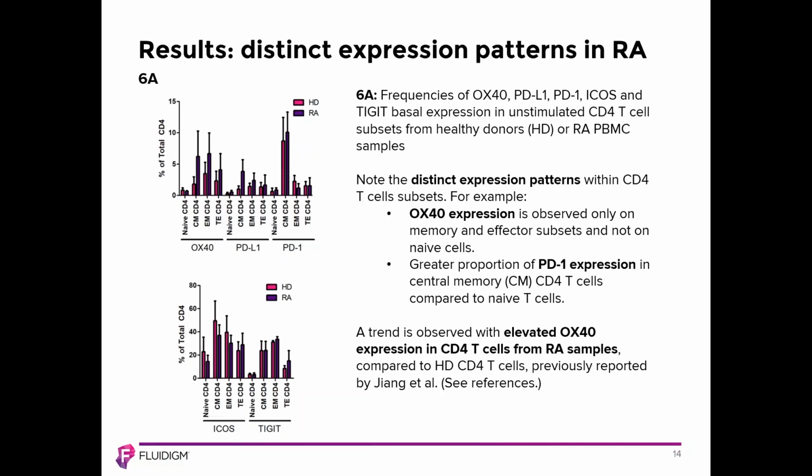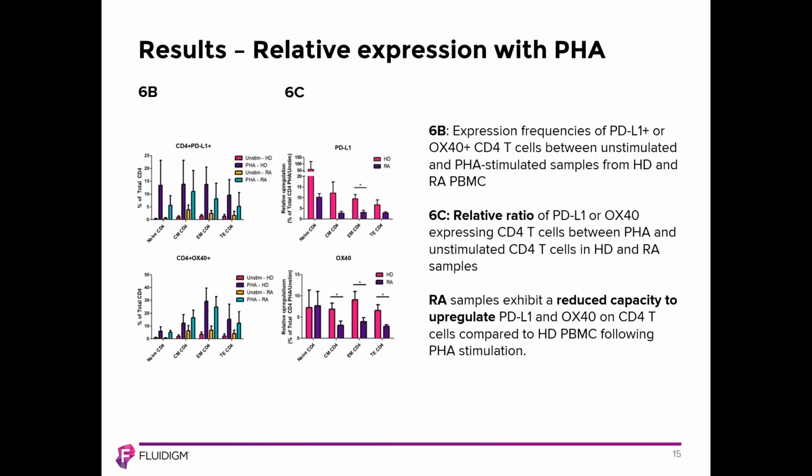And then we can also visualize the expression of several other markers on the CD4 T cell subsets. We can also then look at the expression patterns on the unstimulated versus the PHA-stimulated cells. And if I direct you to figure 6C over here, we're looking at expression of PD-L1 and OX40 within CD4 T cell subsets, and observe that within the RA samples, the RA sample CD4 T cells actually exhibit a reduced capacity to upregulate these two functional markers upon PHA stimulation, suggesting that these cells, as has already been noted in the literature, are already immune activated and therefore cannot increase or upregulate the expression of these markers to such a high level.